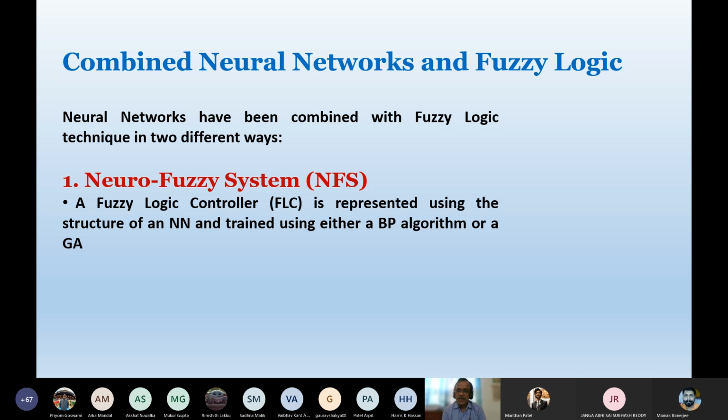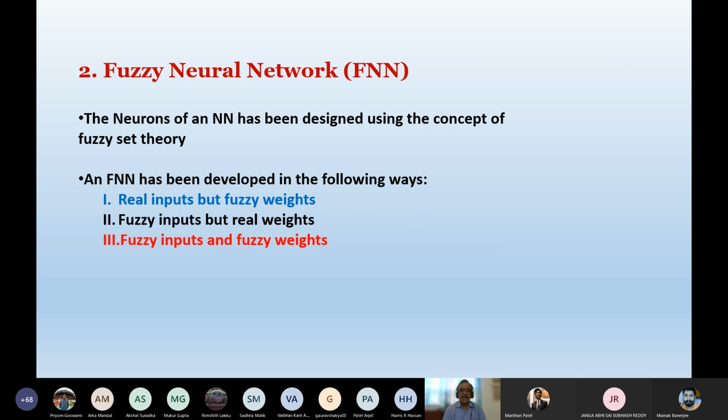Now my question is, why do we use the structure of a neural network to represent the fuzzy reasoning tool? The purpose is very simple. If I can represent the fuzzy reasoning tool or fuzzy logic controller using the structure of a neural network, very easily I'll be able to give the required training using the backpropagation algorithm or any other nature-inspired optimization tool like genetic algorithm and others. I'll be discussing this neuro-fuzzy system in detail.